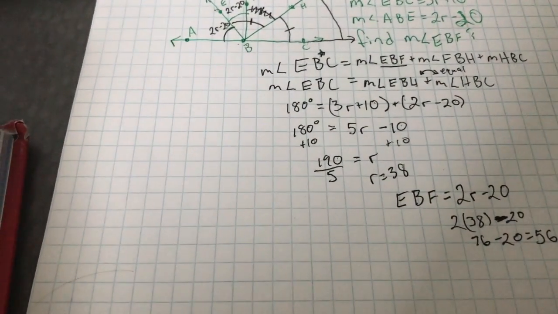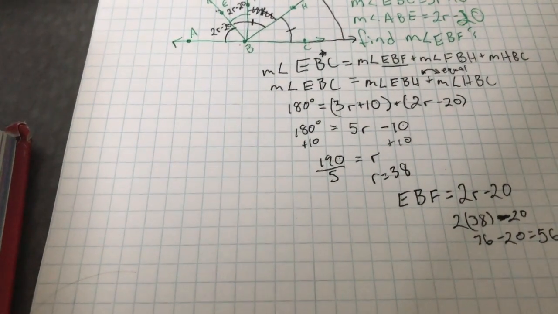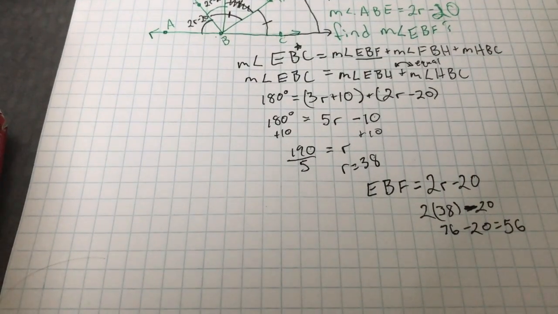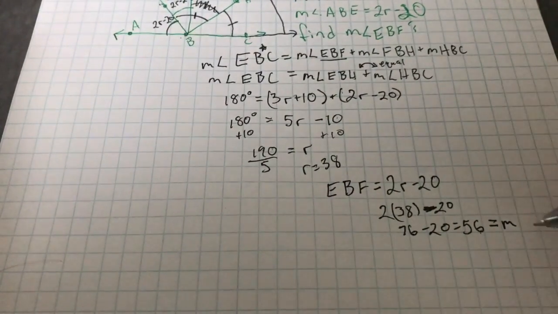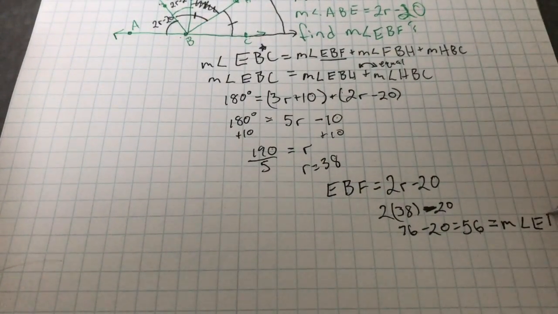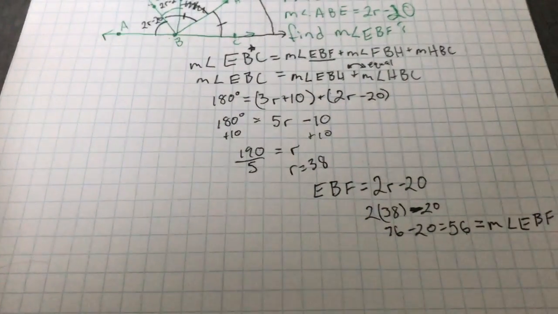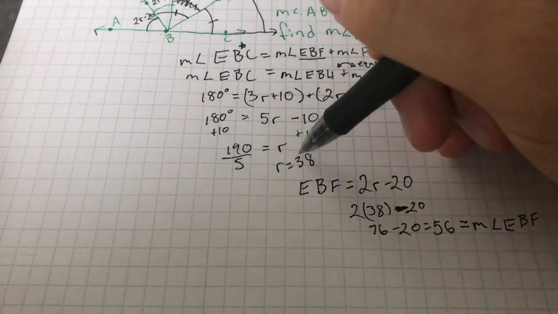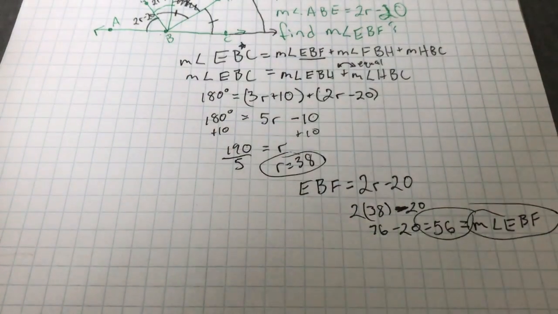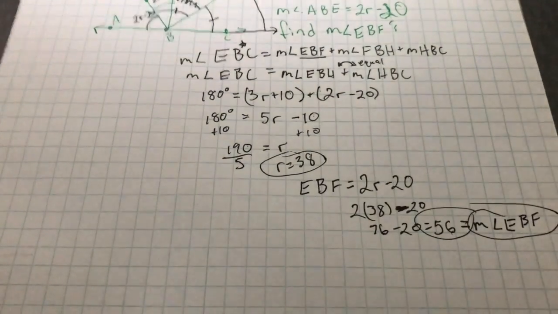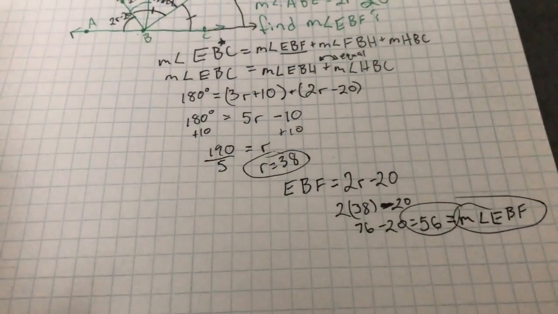So that right there is number 42 on page 42. Final answer: 56 equals the measure of angle EBF, and r equals 38. Moving on. Fast forward to page 43, number 49.